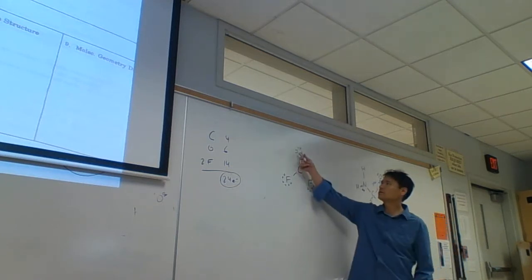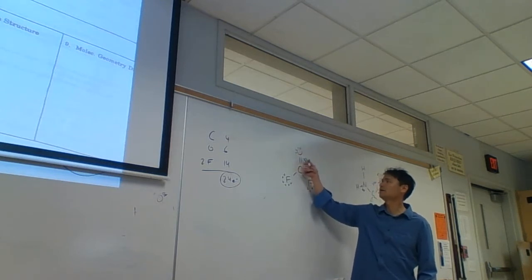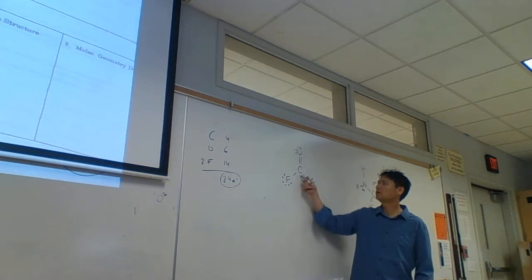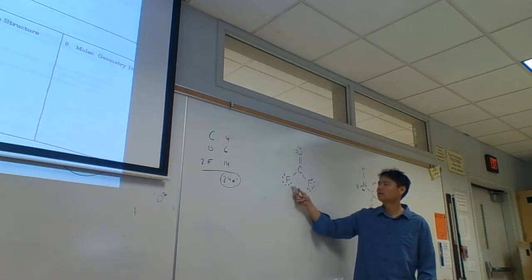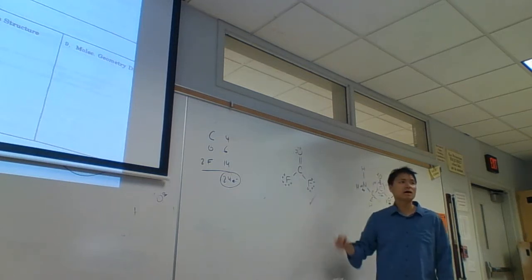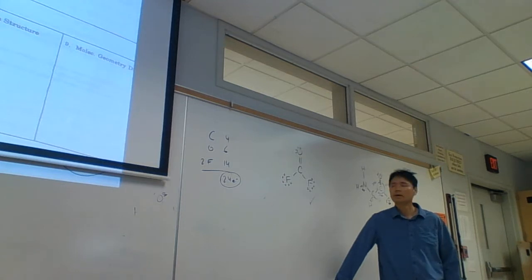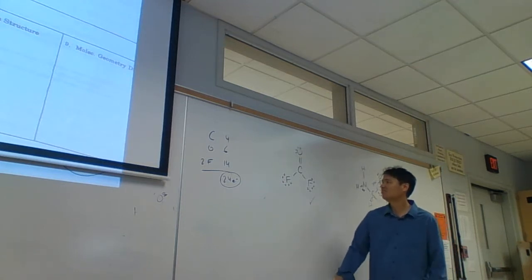Yeah, this top oxygen, 2, 4, 5, 6. That's good. The carbon? 2, 4, that's good. Fluorine? 4, 6, 7, that's good. Yeah, so this structure checks out. In fact, this is the structure. This is the structure.